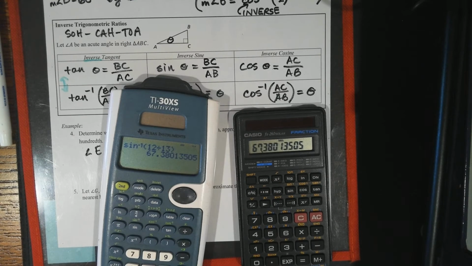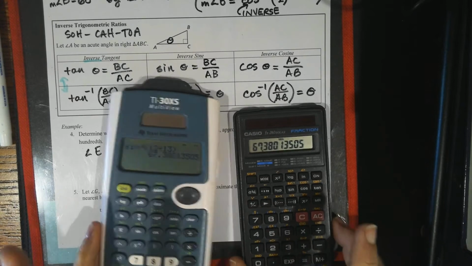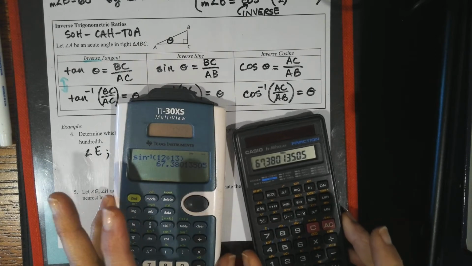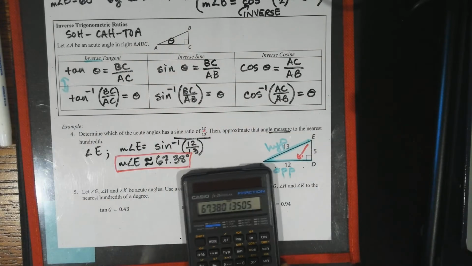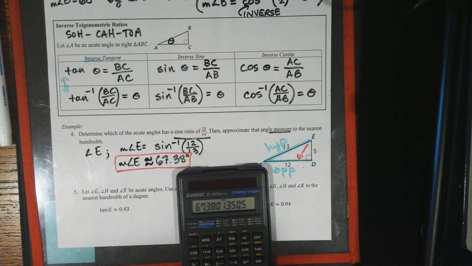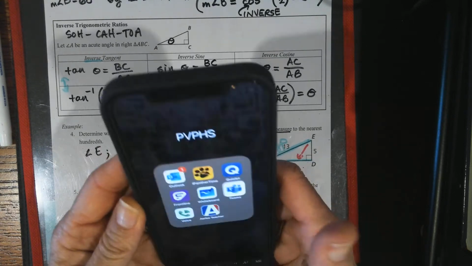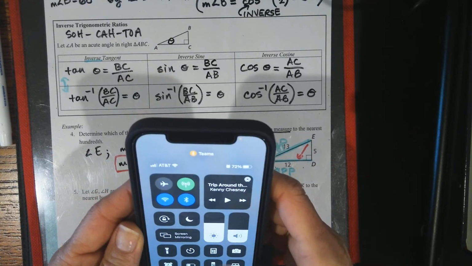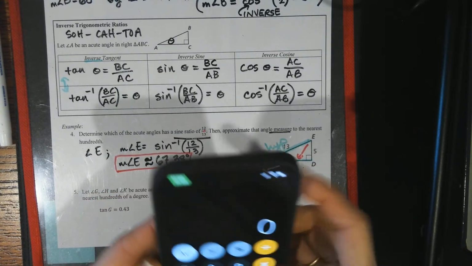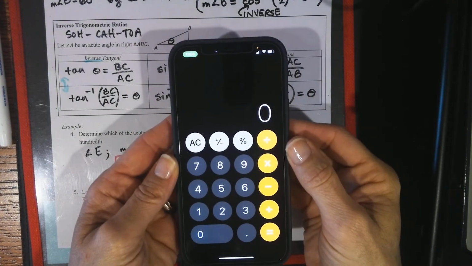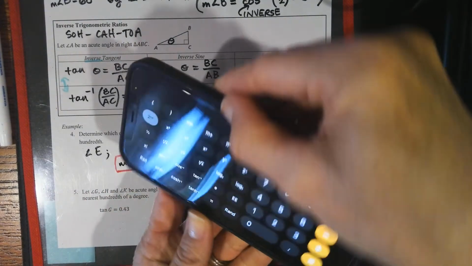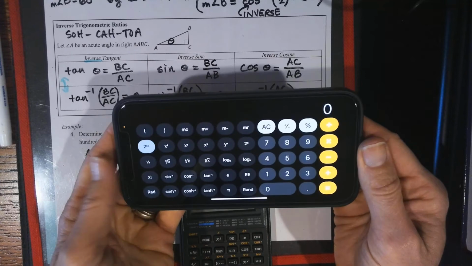Try it on your calculator. See if you can also get that. And further, if you want to just use your calculator on your phone, if you use an iPhone, you should be able to do it exactly the same way. Remember, you tip it and turn it sideways, and it will give you this.